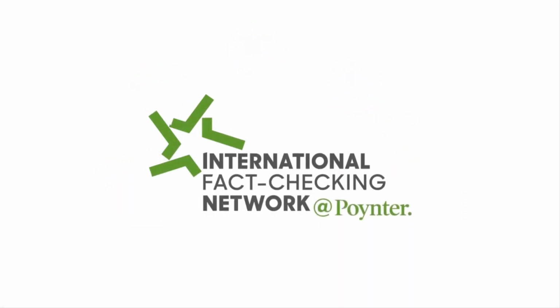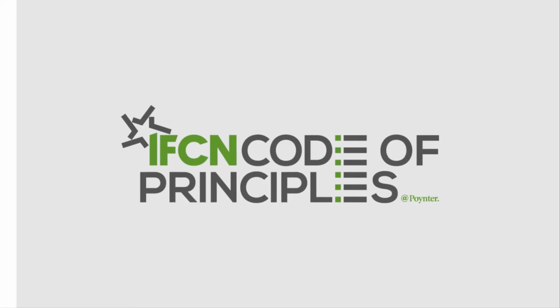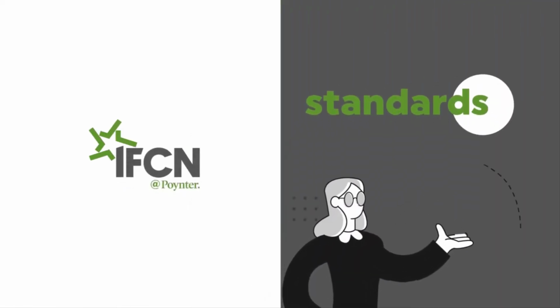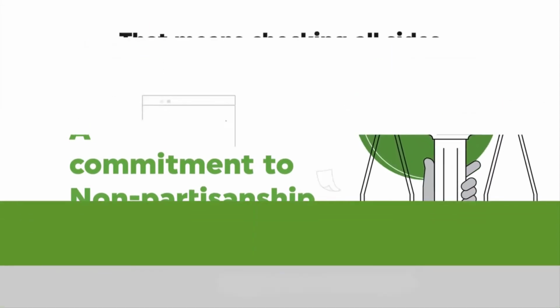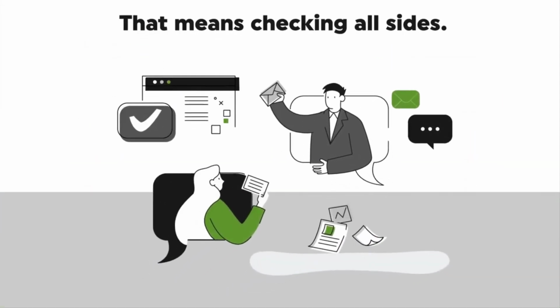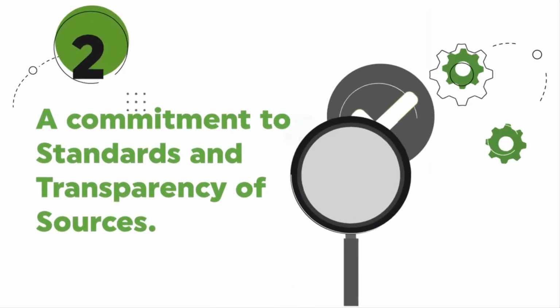Based on these commitments, the International Fact-Checking Network has created a Code of Principles in 2016. The IFCN Code of Principles promotes a series of standards such as a commitment to nonpartisanship and fairness. That means checking all sides. A commitment to standards and transparency of sources.